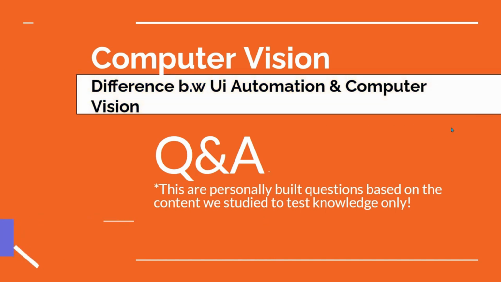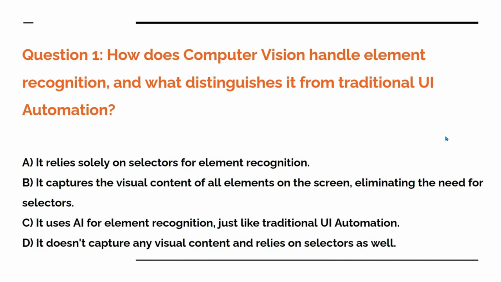Let us face some of the questions and answers around the topic differences between UI automation and computer vision. So let's get started. Now, the very first question on your screen: how does computer vision handle element recognition and what distinguishes it from traditional UI automation? So what is the difference? How does computer vision work and how is it different from UI automation?